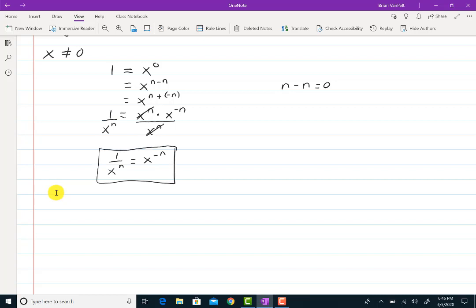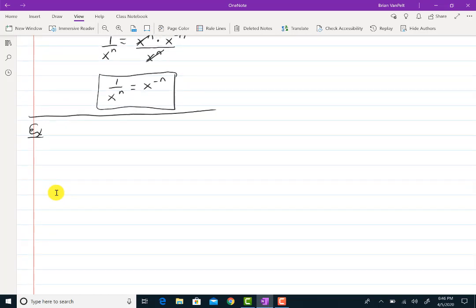So this is how we're going to work negative exponents here. You can see that on the left I have a positive exponent, but on the right I have a negative exponent. So just to use some examples, let's suppose they have 4 to the negative 1 power. Well, according to our rule that we just have, that's the same as 1 over 4 to the 1, which is 1/4. 5 to the negative 2 power is 1 over 5 squared, which equals 1 over 25.